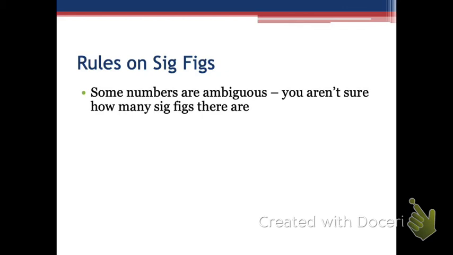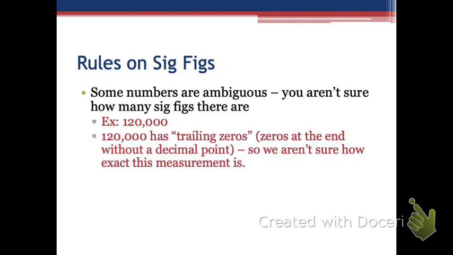I'm gonna actually skip through some things here. I'll put them up here. Okay. There's a lot of examples of ambiguous numbers, but the example I'm going to give is this number right here, 120,000. 120,000 has what I call trailing zeros.